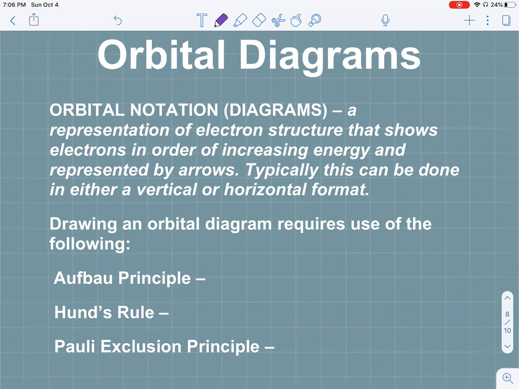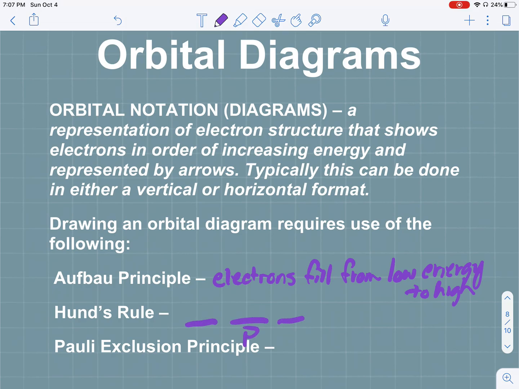3 rules to know about orbital diagrams. The Aufbau principle, which, unlike Hund and Pauli here, is not actually a scientist's name, but Aufbau is just a German word that means filling up or filling up in order. So this means that electrons fill from low energy to high. So they fill the lower quantum levels first, and then they work their way up.